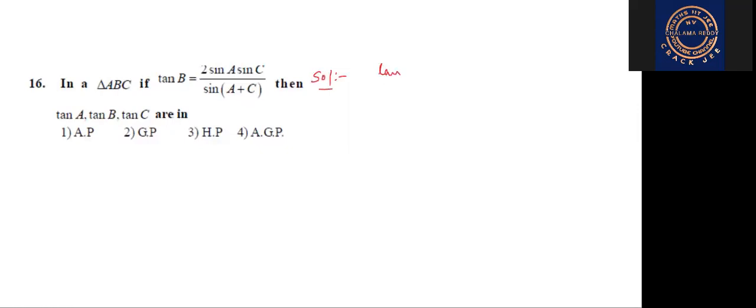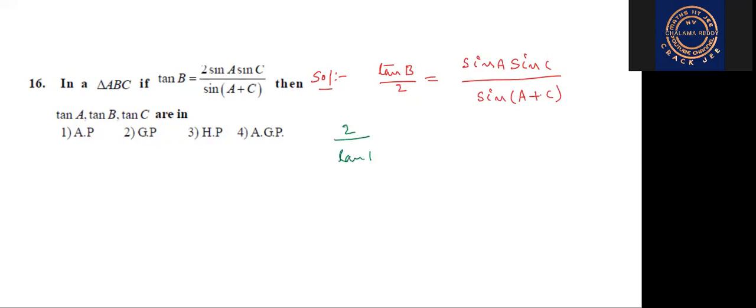Tan B, and on the right hand side the numerator 2 is sent to the left hand side. It is going to the denominator. And the remaining sin A sin C divided by sin of A plus C. Students, how to do this? Just write the reciprocal. That means 2 by tan B is equal to, on the right hand side, sin A plus C divided by sin A sin C.